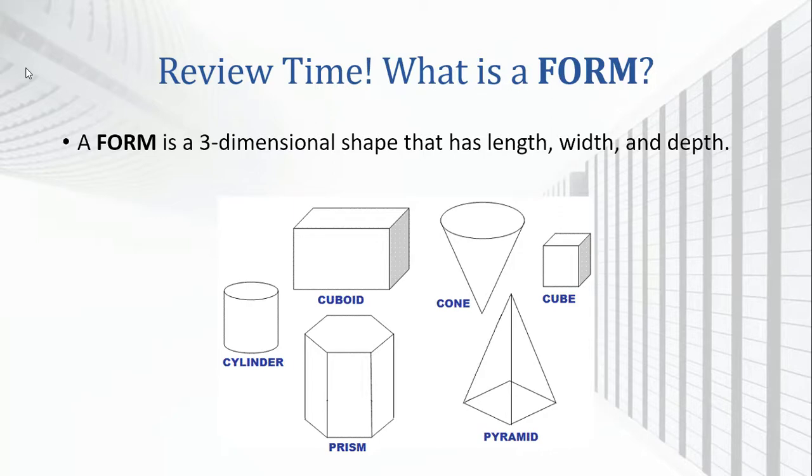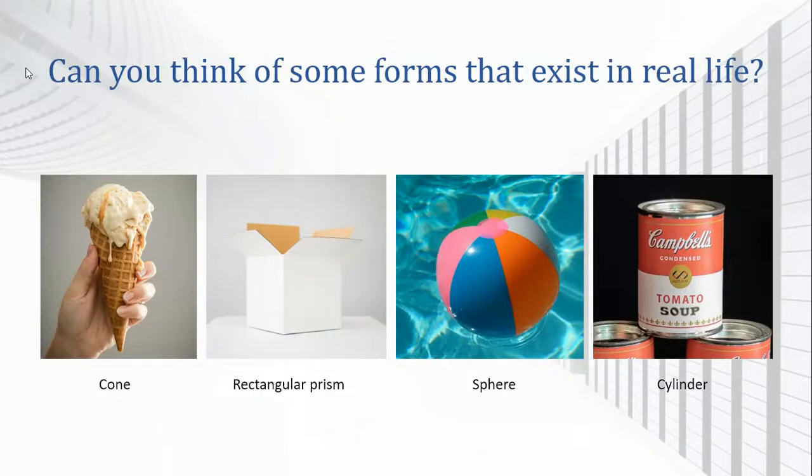And you can see here, these are some examples of different forms. These are some forms that exist in real life. You can see real examples of a cone, a rectangular prism or cube, a sphere, and a cylinder. And I'd be willing to bet that you can look around the room where you are now and see at least a few other forms in the room that look like these forms.